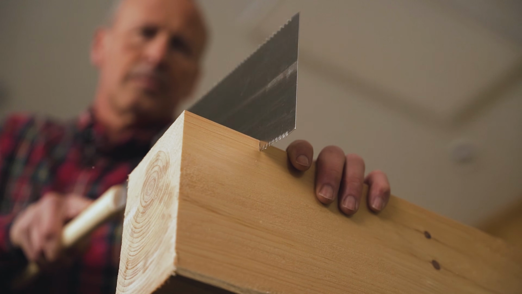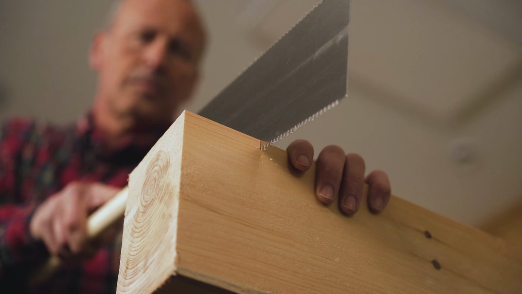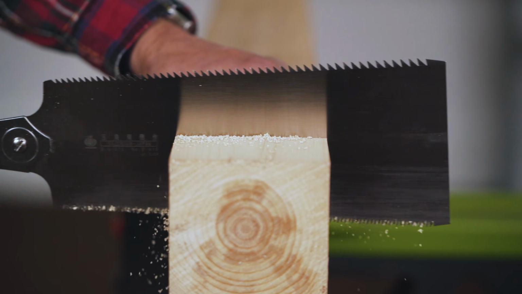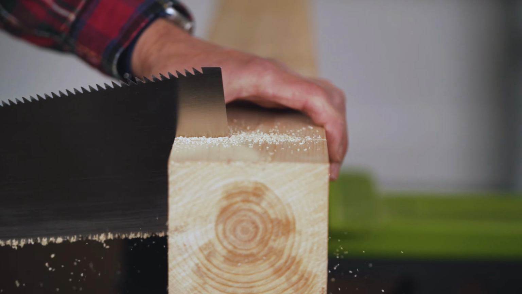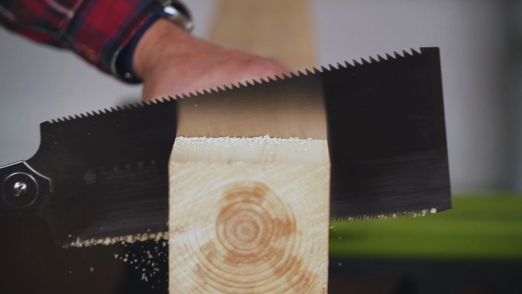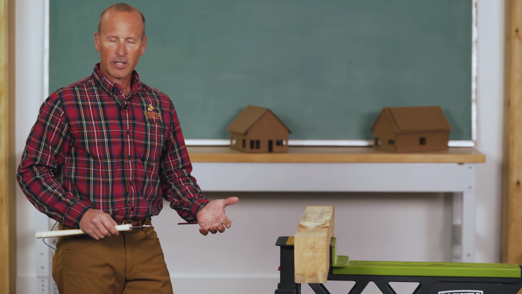So one of the ways you can tell that you're using the right tooth for the application is that you're getting relatively large pieces of sawdust rather than very, very fine powder. So that crosscut tooth does a beautiful job of slicing perpendicular to the grain.